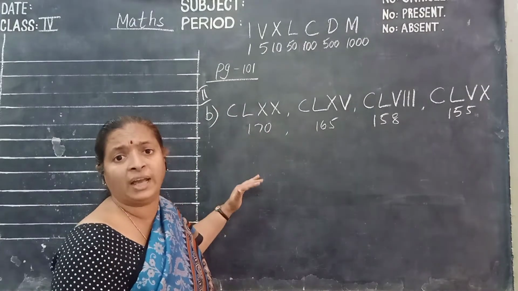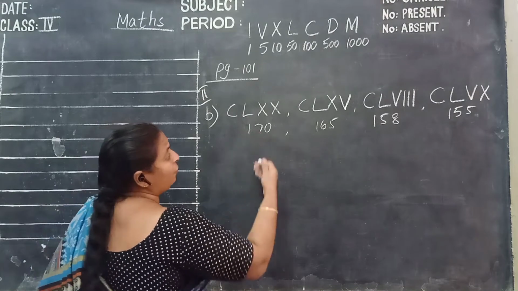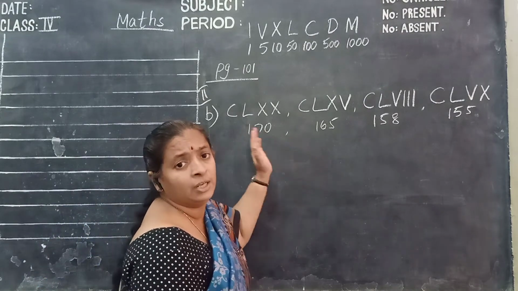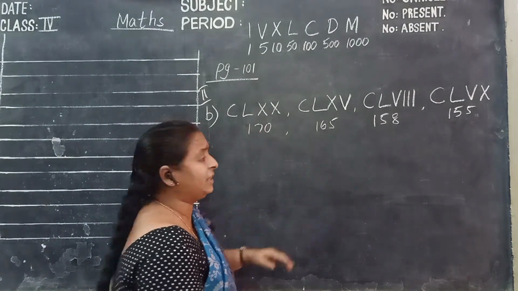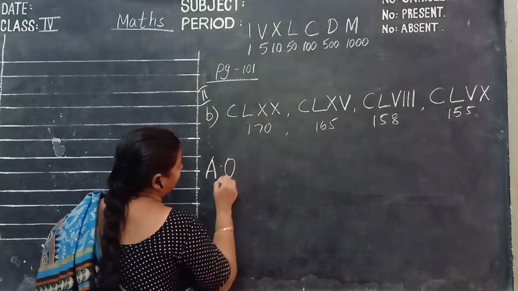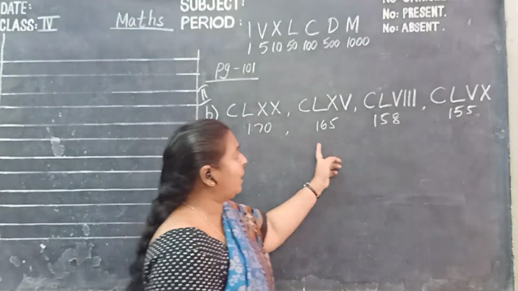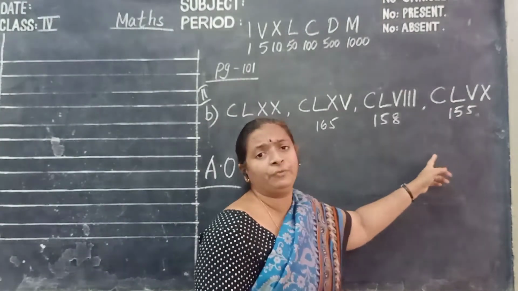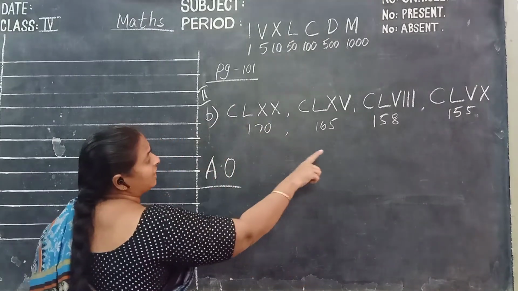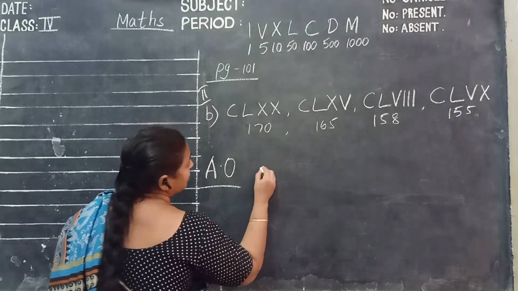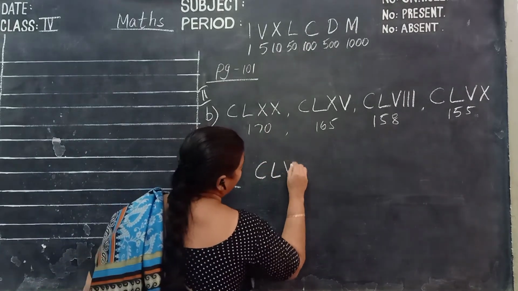Now we should arrange them. We wrote them in Hindu-Arabic numerals, so again we should arrange them in ascending order. See, the short form of ascending order. Then see, children, 170, 165, 158, 155. Now you arrange them. Which is the least one? 155. So write it in Roman numerals.